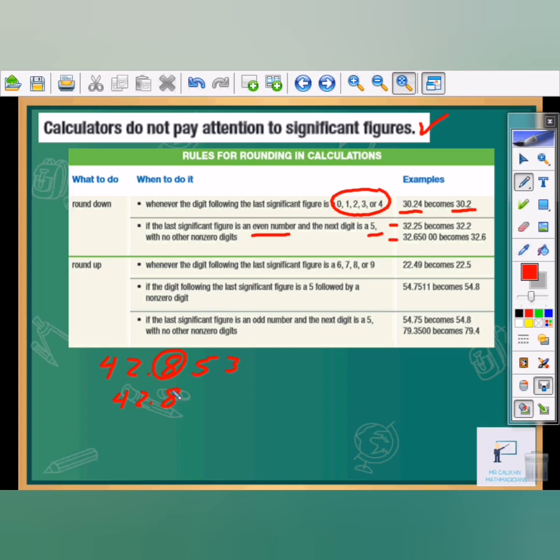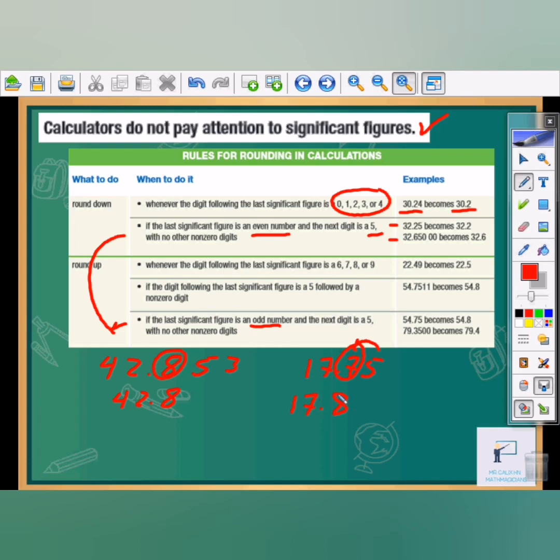Now, when do we round up? I'll start by explaining this one because it's just the inverse of the previous one. It says that if the last significant figure is an odd number and the next digit is a 5 with no other non-zero digit, so if you have, for example, 17.75, this number is odd. And because it's odd, I can round up. If I want 3 significant figures, I can say that this is 17.8.